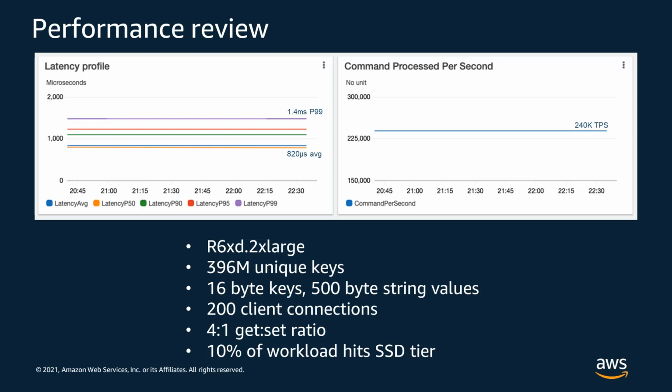On the left here, you can see the command latencies, broken down by average, median, 90th, 95th, and 99th percentile. At P99, latency is just 1.4 milliseconds compared to 820 microseconds on average. The node was also able to sustain serving 240,000 transactions per second. So if you have an application with large capacity demands and it can tolerate this performance profile, data tiering might be a way for you to cost effectively scale as you grow.